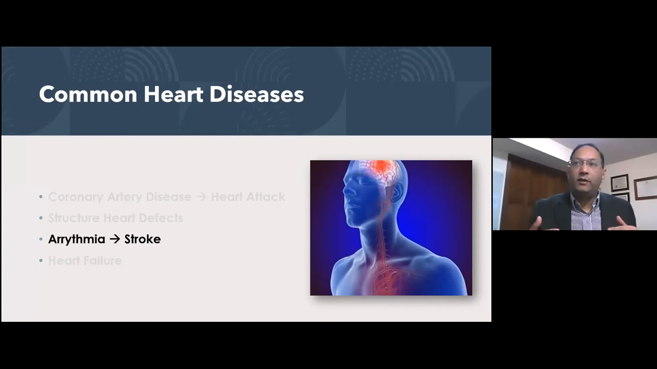Commonly we hear about stroke and heart attack. Heart attack is more of a plumbing side. Stroke, in this particular context, is a manifestation of the electrical side. But there could be some stenosis or blockage of these arteries for other reasons, which can also lead to stroke. The issue with arrhythmia is that when there is malfunctioning of these rhythms, it can lead to clots, and these clots can dislodge and go to the brain and then cause stroke.